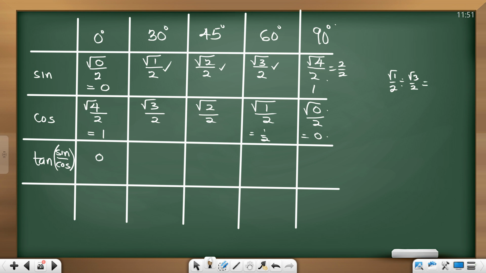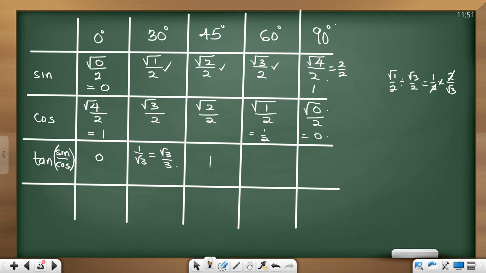What do you do? No, we just reverse it. The 2s cancel. What do we have? 1 over root 3. But your calculator would give you root 3 over 3. We'll do that in grade 11, how to change it over. What about this one? Root 2 over 2 divided by root 2 over 2. Do you notice they are the same value? So it's 1. Check on your calculator what tan 45 is.